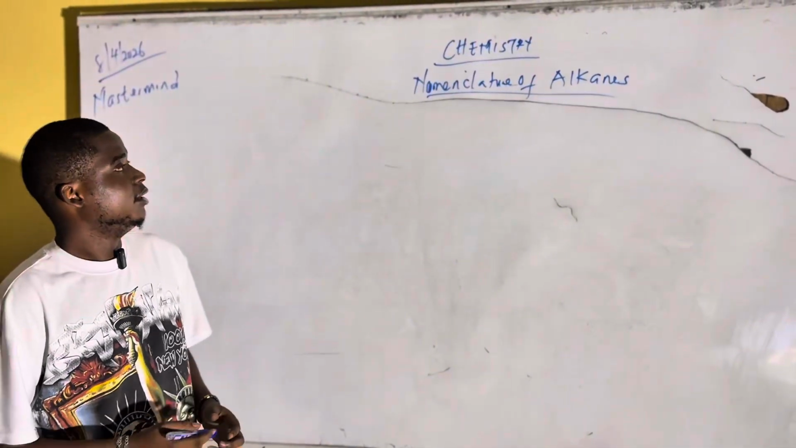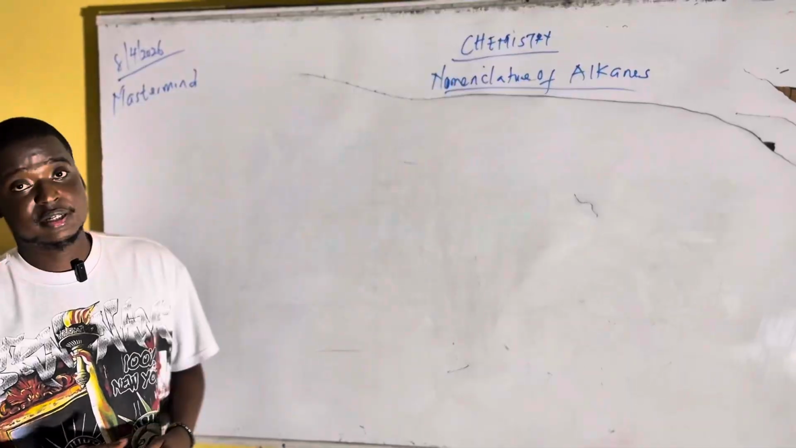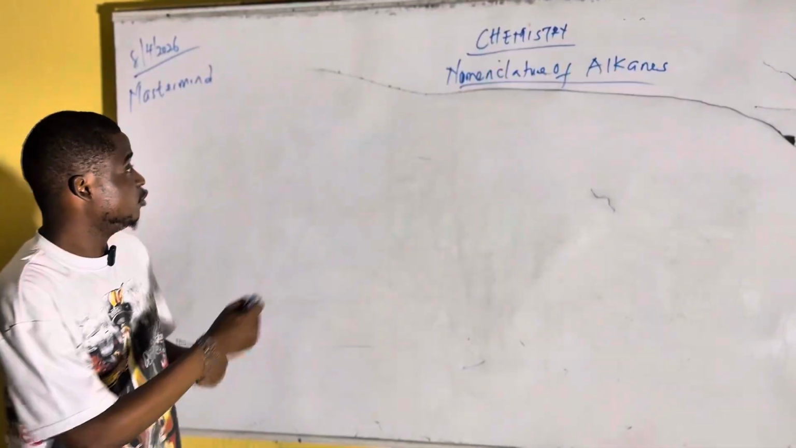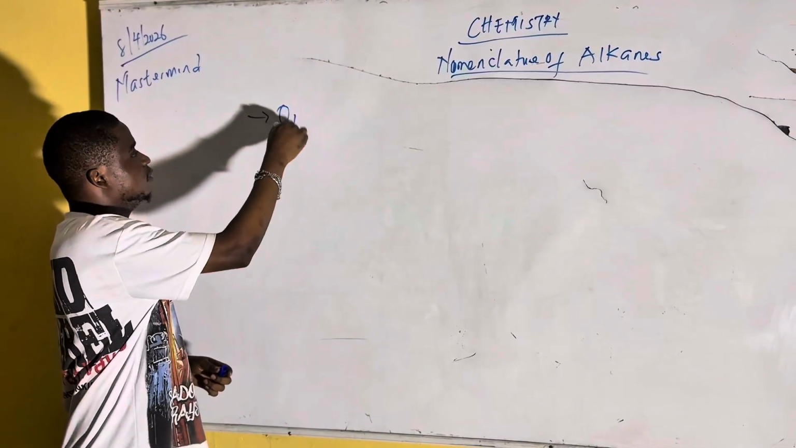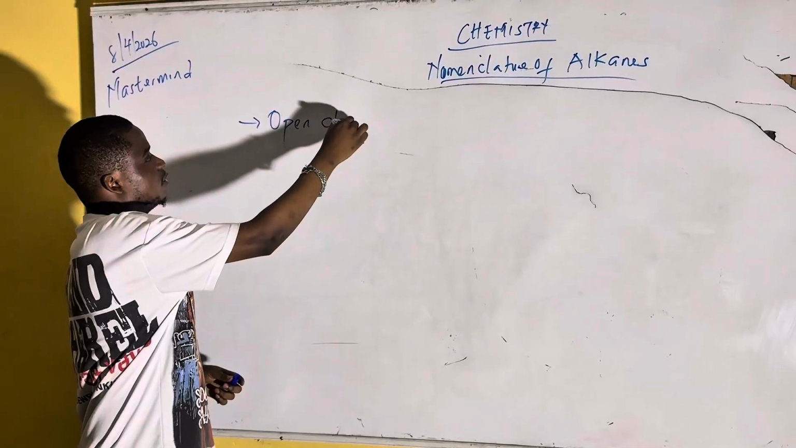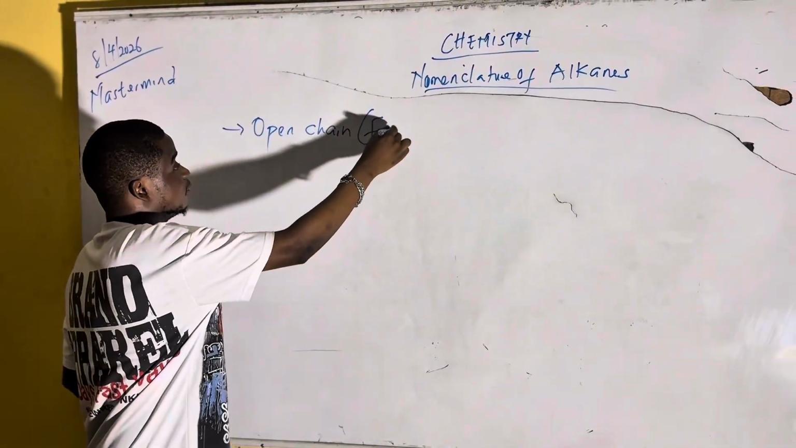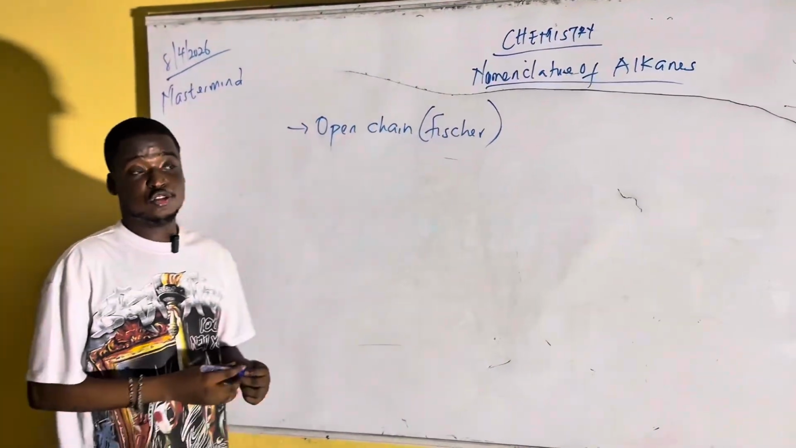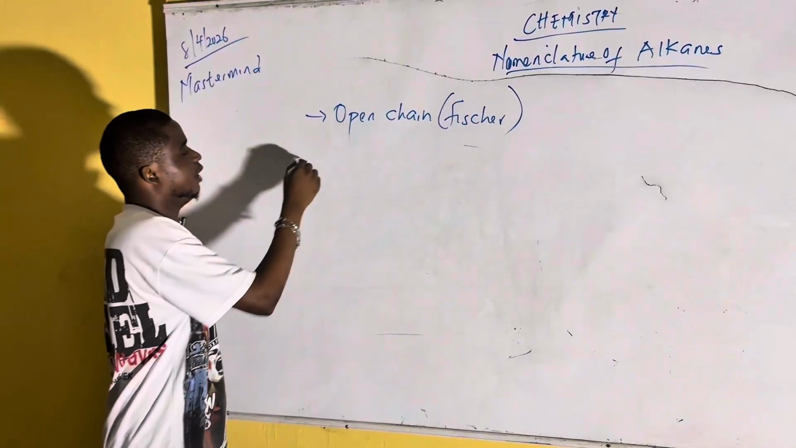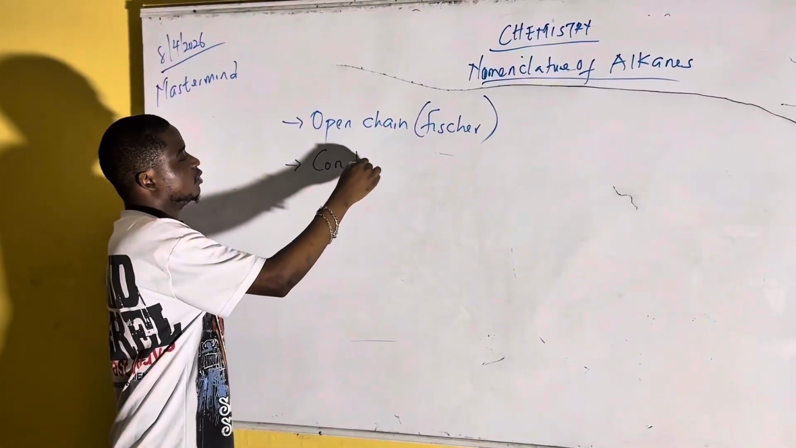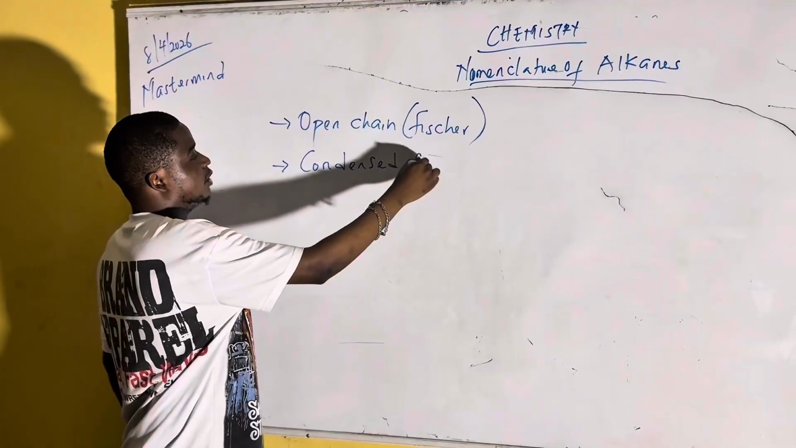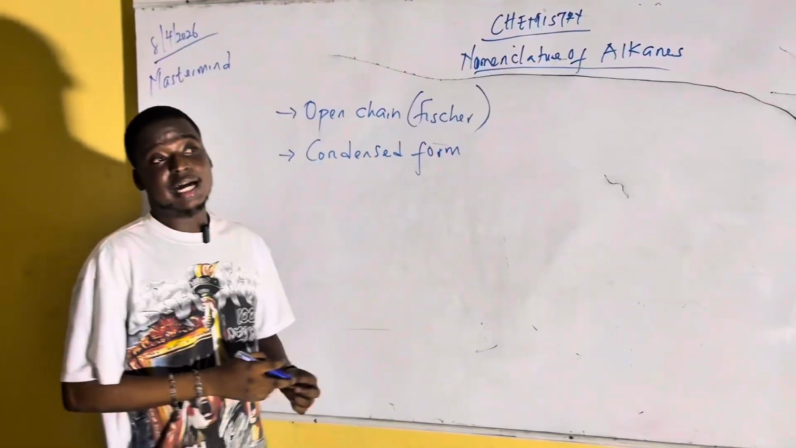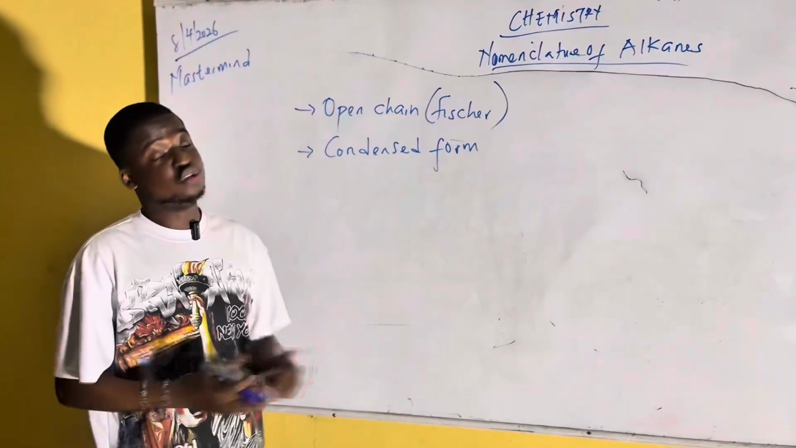Before we go into the structures, alkanes can be drawn using three major ways. It can be drawn using the open chain, or what we call the Fisher structure. The Fisher is when you show all the bonds and all the atoms. We have the condensed form. The condensed form is when you only show the atoms in the structure, but you don't show the bonds.